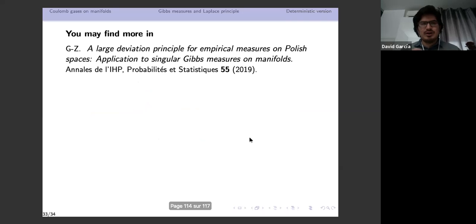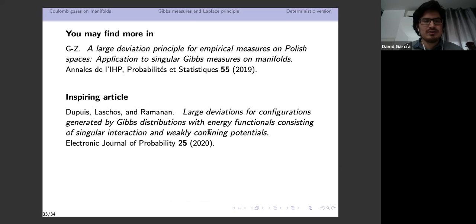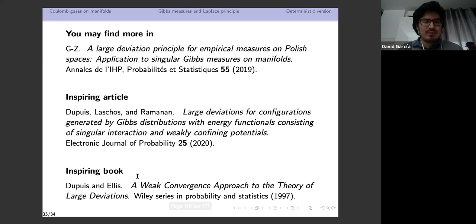If you like this kind of results, you can find more information in this work. I would like to say that the proof is in fact motivated by an article of Dupuis, Laskos, and Ramanan, and that this is also inspired by a book of Dupuis and Ellis. This book uses Laplace principles to prove large deviation principles. So it is a nice book if you like this kind of arguments.